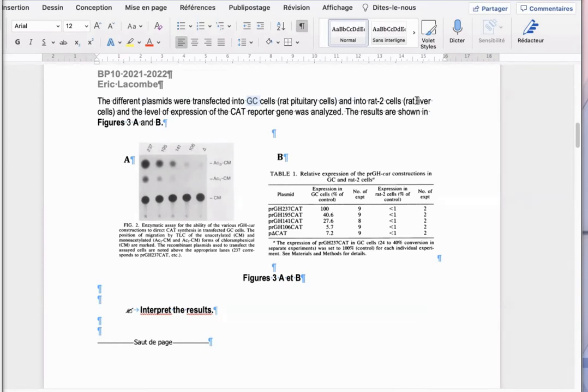So the GH gene is not expressed in liver. Okay. So we are in a situation where we have 4 different constructs containing different versions of the promoter, cut little by little, and we test the activity of the reporter gene in 2 different types of cells. One which is pituitary that should express the GH gene, and the other one which is RAT2, so from liver, where we shouldn't find any activity. So all the experiments are summarized in this table.